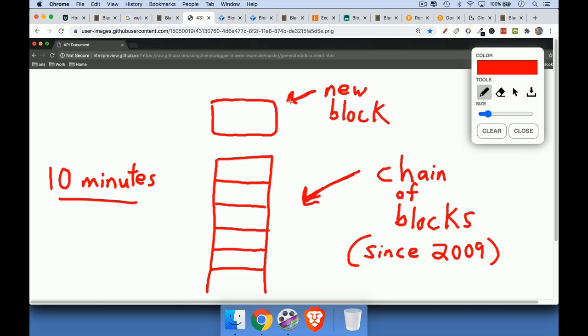Here we have a new block that's made every 10 minutes. And when this block is finished, it's going to be glued on to the blockchain. And this blockchain goes all the way back to 2009 from when Bitcoin was created. It's a record of all the transactions that have taken place. And one of these blocks has been produced about every 10 minutes since 2009.